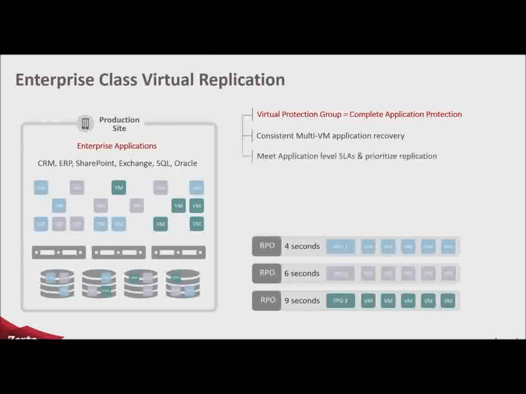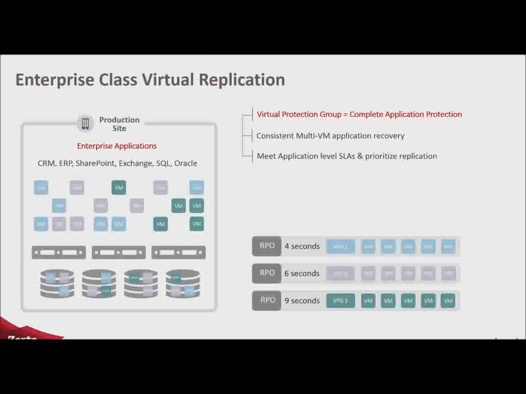This recovery point objective of seconds at a consistent point in time on a per protection group basis allows you to meet your SLAs, and we also allow you to prioritize the replication. Because if we take, for example, VPG 1, 2, and 3 that you can see here, the protection group 3 might not be as important as 1 and 2. You can put that as a low priority protection group, and if the bandwidth is available, we will maintain an RPO of seconds across the board.